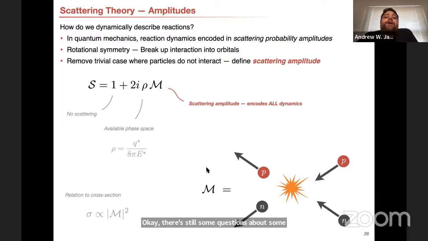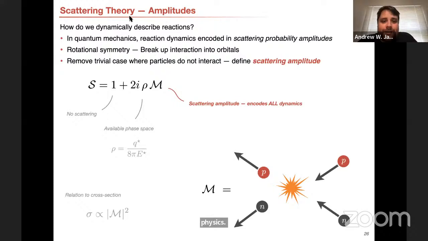There is a case when you can have the initial state evolving to the final state where the particles do not interact. You can have a proton and neutron just passing by each other and not talking to each other at all. That's not very interesting when it comes to scattering physics. We want all the scattering physics.